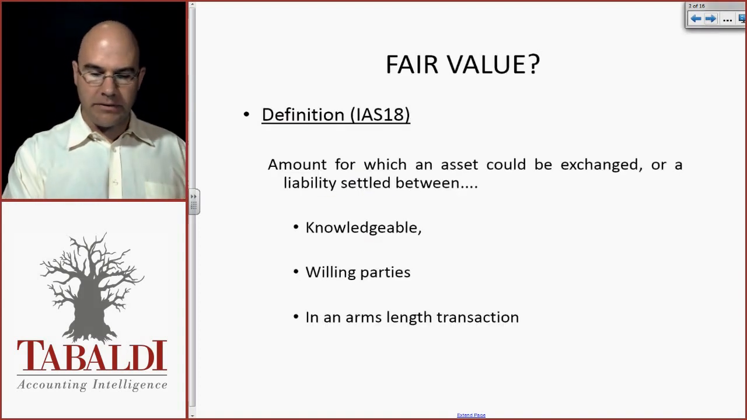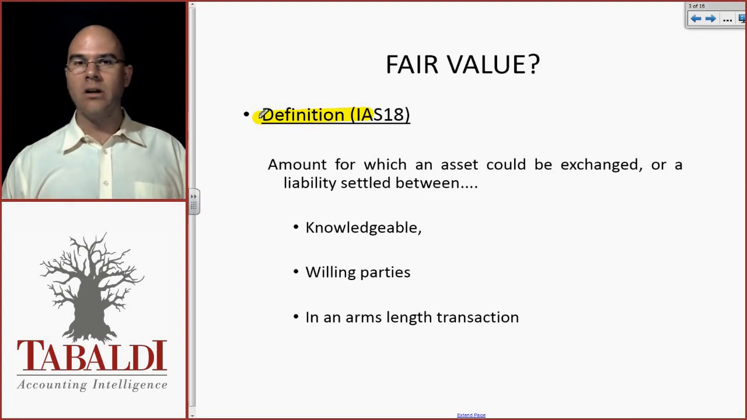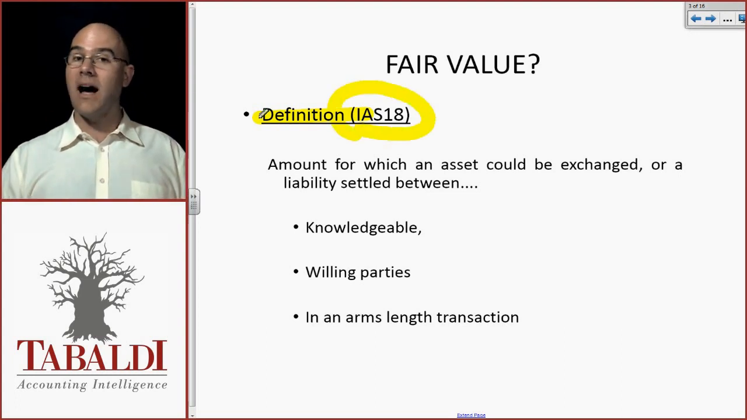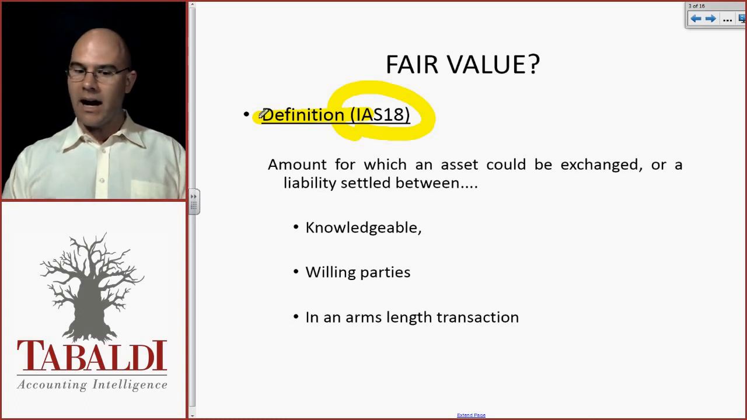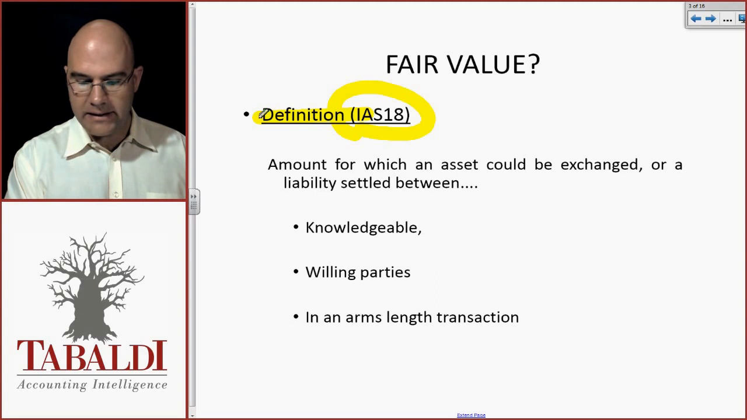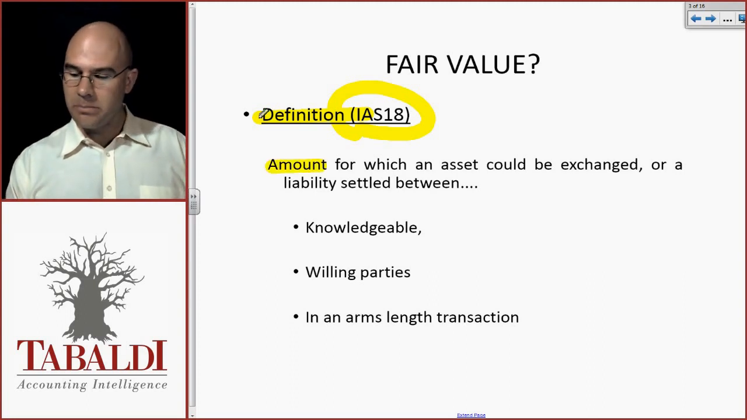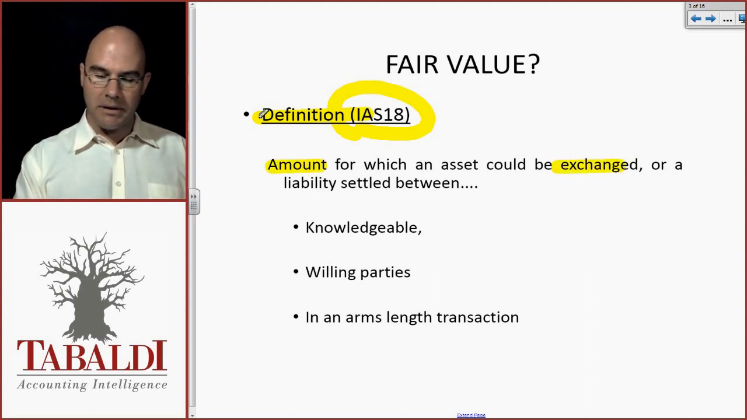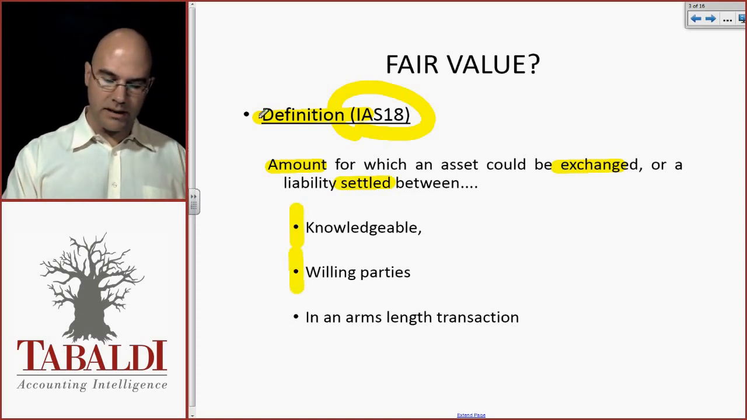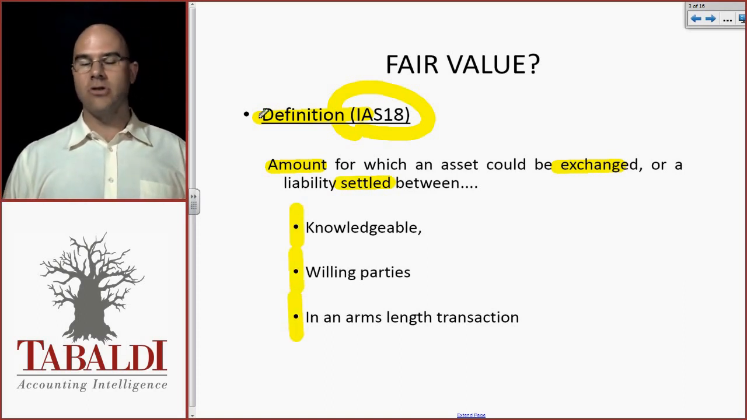So there's a couple of things to remember. We have a definition of fair value in terms of IAS 18 as well as IFRS 13. So let's look at IAS 18 first. Fair value is defined as the amount for which an asset could be exchanged or a liability settled between knowledgeable, willing parties in an arm's length transaction.